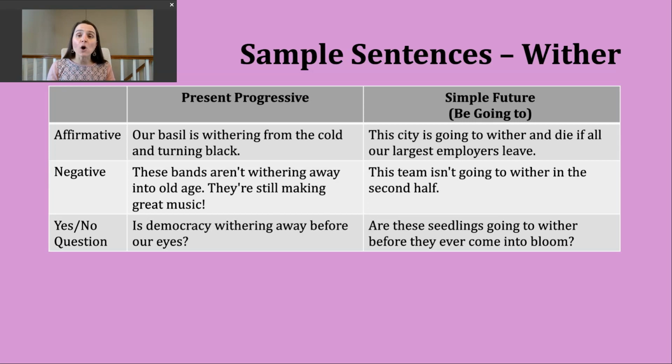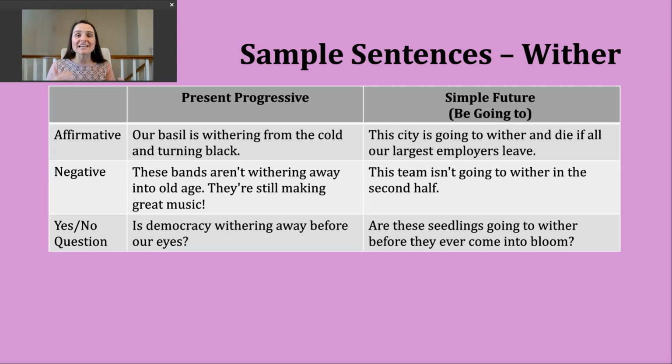And when I use be going to, I'm going to use a present form of be in all of these forms. So when I make a sentence in the affirmative or positive, I start with my subject, and then I use am, is, or are. Then I use going to and the base verb. So an example might be, the city is going to wither and die if our largest employers leave.